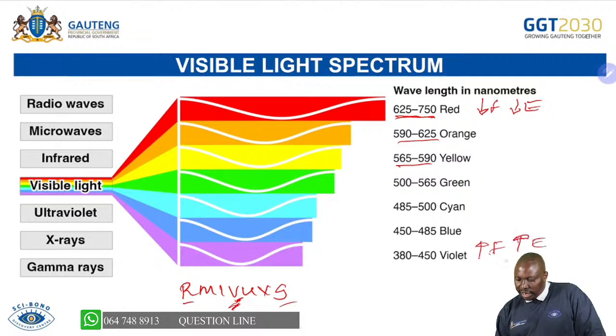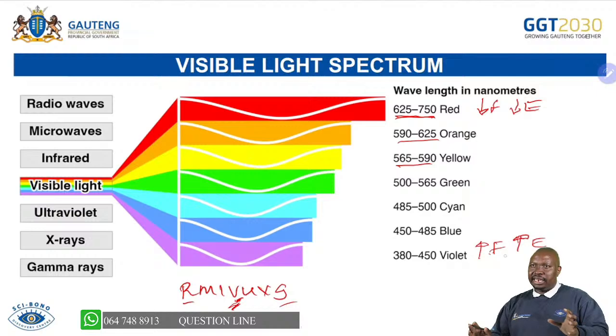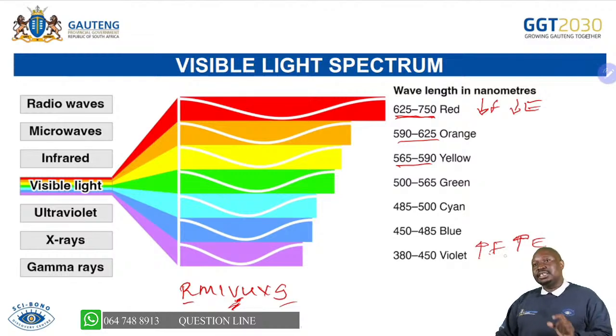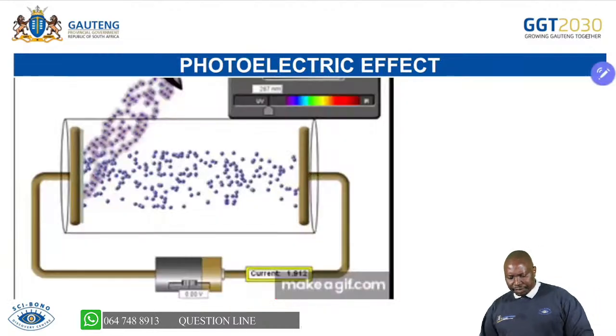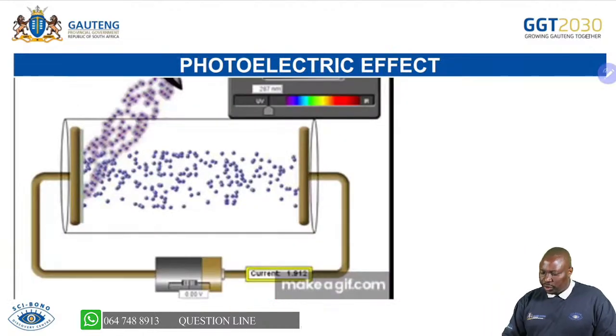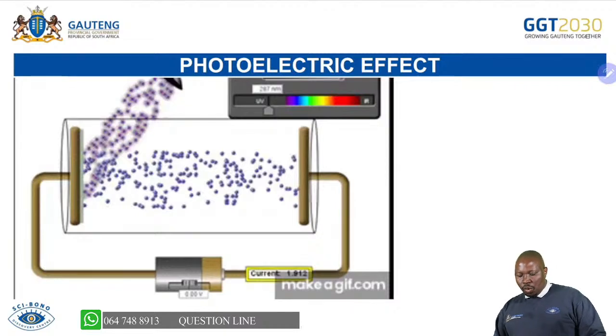So you've got to know the relationship between energy and frequency is directly proportional, but the relationship between frequency and wavelength is inversely proportional. So I hope you understand now the whole spectrum, including the visible light, because some of the questions you will see will be talking about these colors, your everyday colors that you come across.